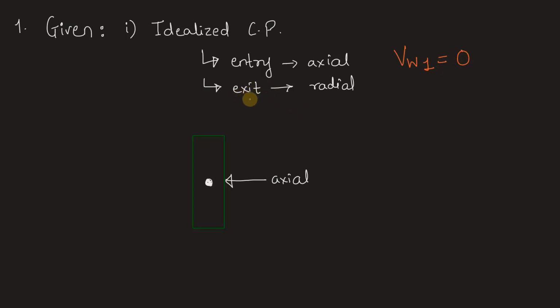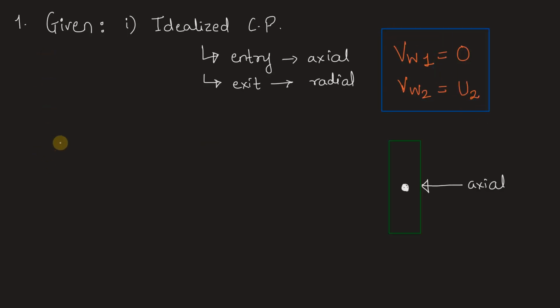Second thing that is given, so radial exit gives us a quantification of velocity as whirl component at outlet is equal to the tangential velocity of impeller at that point. Impeller is rotating and hence it has a tangential velocity at every point, and u2 is that tangential velocity at the outlet point. So these conditions we will incorporate while finding out the mass flow rate.